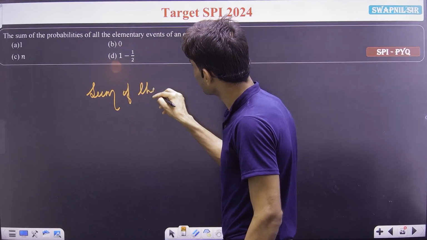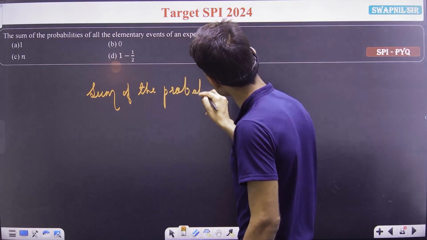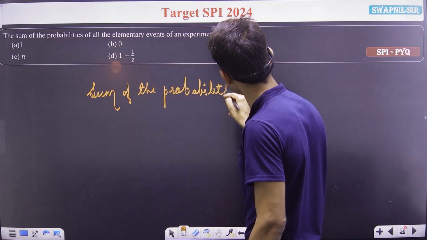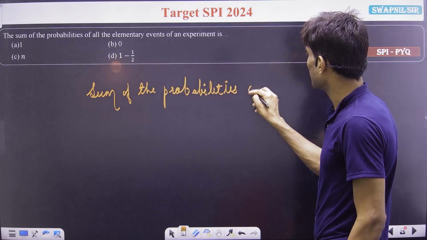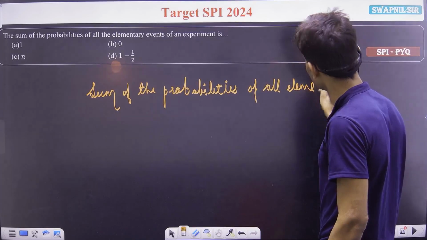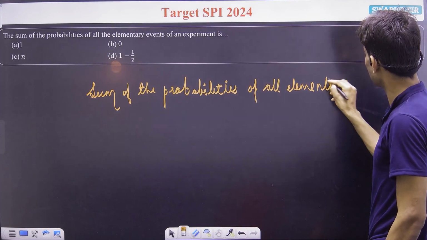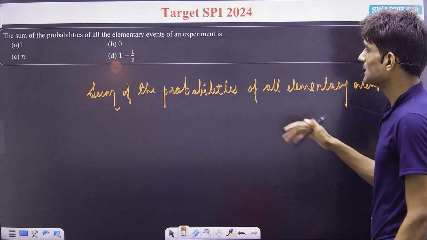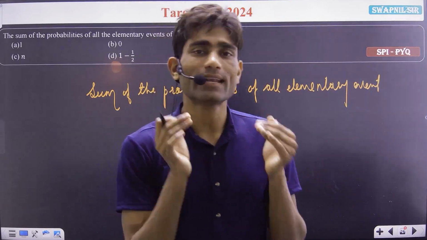Okay, the probabilities, let me write: sum of the probabilities of all elementary events. I know that you already explained that concept too.